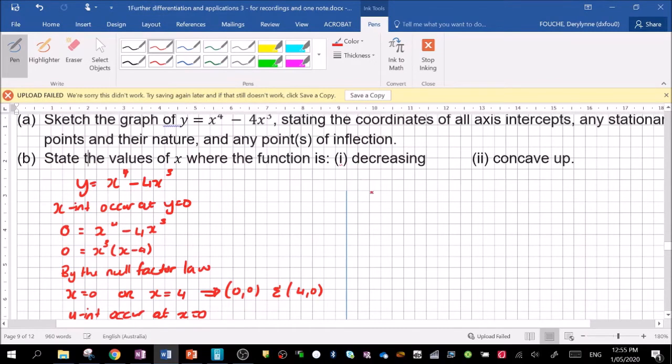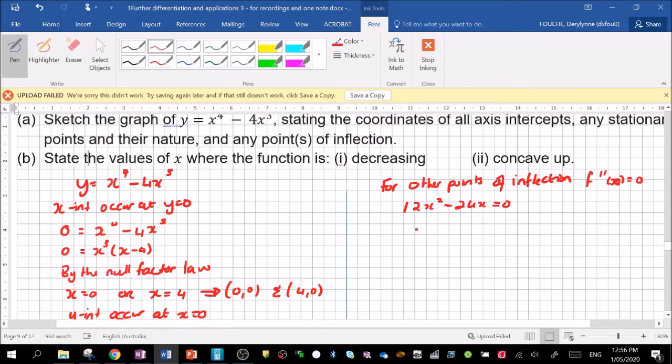Okay. And remember, that is when my second derivative is equal to 0 and there's a change in concavity. So for other points of inflection, I need f double dashed of x equals to 0. And that means that 12x squared minus 24x must equal to 0.